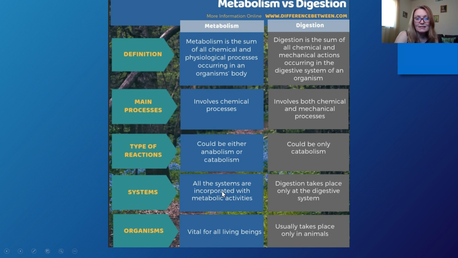Systems that are involved. All the systems are incorporated with metabolic activities. That means all your systems, right? Your cardiovascular, your respiratory, every single cell of your body goes through metabolic processes, through anabolism, catabolism. However, digestion takes place only in the digestive system. And metabolism is vital for all living beings, and digestion usually takes place only in animals. So here's the difference between metabolism and digestion. Digestion is a part of metabolism, but it's not the same.